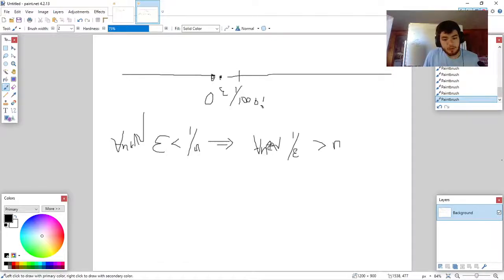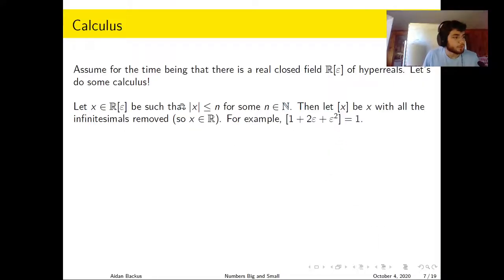So what we do is we say that if we look at a hyperreal number, we want to restrict to hyperreal numbers such that its absolute value is at most some natural number. Any real number certainly has this property. Just take the ceiling of that real number's absolute value. Like negative 6.2: if x is negative 6.2, we can take n to be equal to 7. And so we're going to let the standard part of x, denoted bracket x, just be x, but we set all the infinitesimals equal to 0.